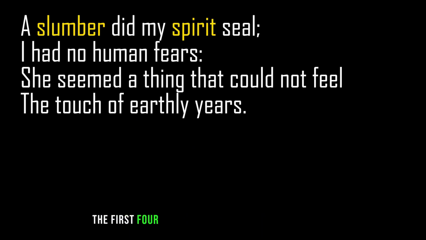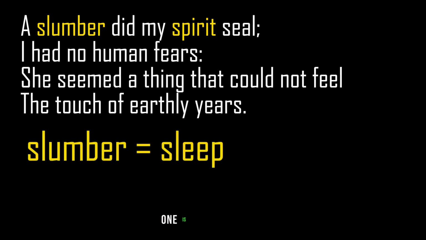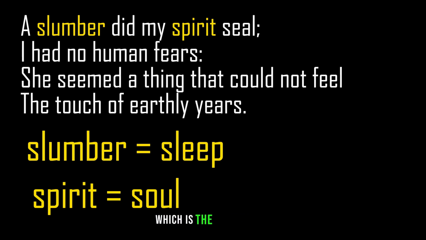The first four lines of the poem go like this. A slumber did my spirit seal. I had no human fears. She seemed a thing that could not feel the touch of earthly years. Here there are only two words which are different. One is slumber, which means sleep, and the other is spirit, which is the soul.